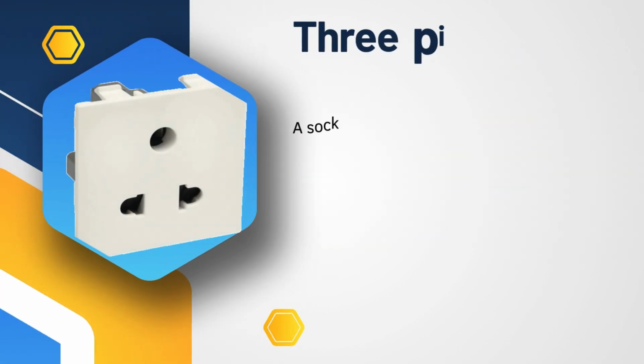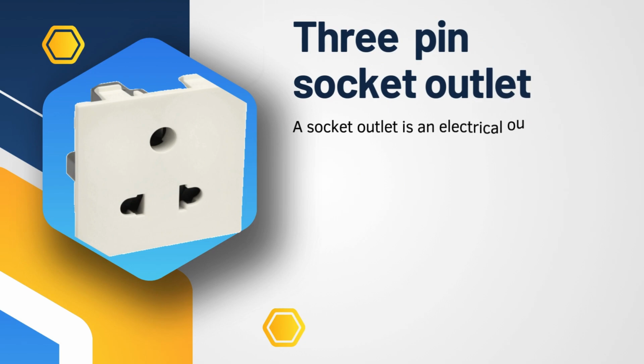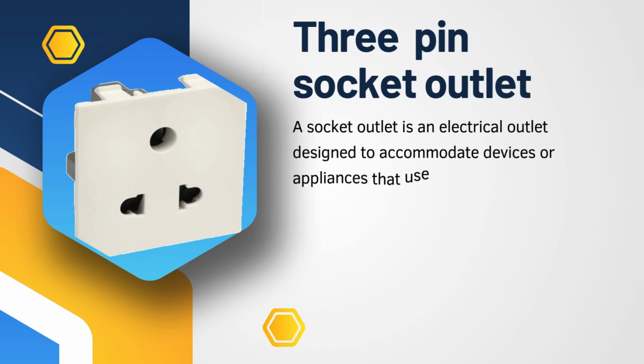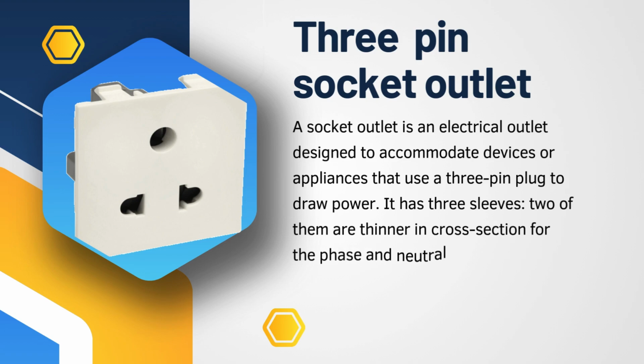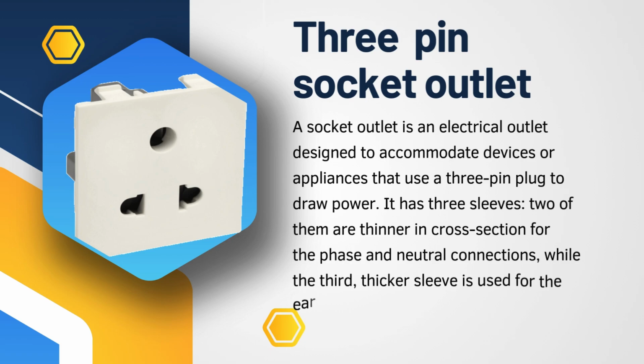Next, let's talk about the 3-pin socket outlet. A socket outlet is an electrical outlet designed to accommodate devices or appliances that use a 3-pin plug to draw power. It has 3 slots. 2 of them are thinner in cross section for the phase and the neutral connection, while the third thicker slot is used for earthing connection.